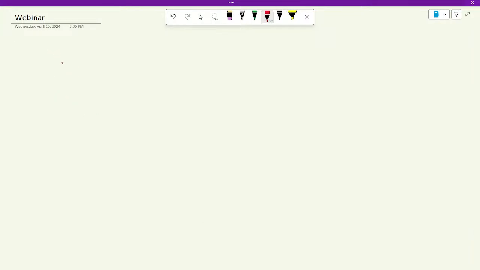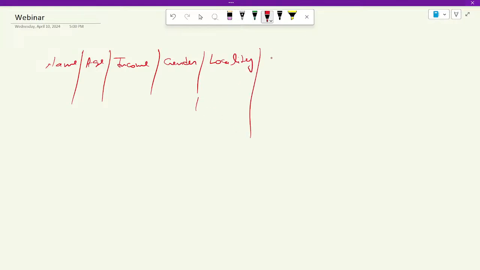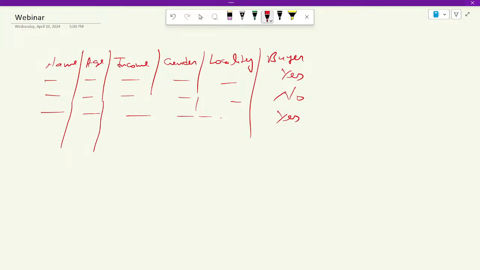Generally, we have data like this, in a tabular format. We have name, age, income, so it may be anything, and let's say the gender of a person. We know the locality like this. And then we say whether this particular person is a buyer or not, let's say buyer instead of customer. Then we have some details and this buyer is yes, then some details and this person is no, then some details and this person is yes, like this. So this is the tabular data, the historical data that a company has collected over a period of time.